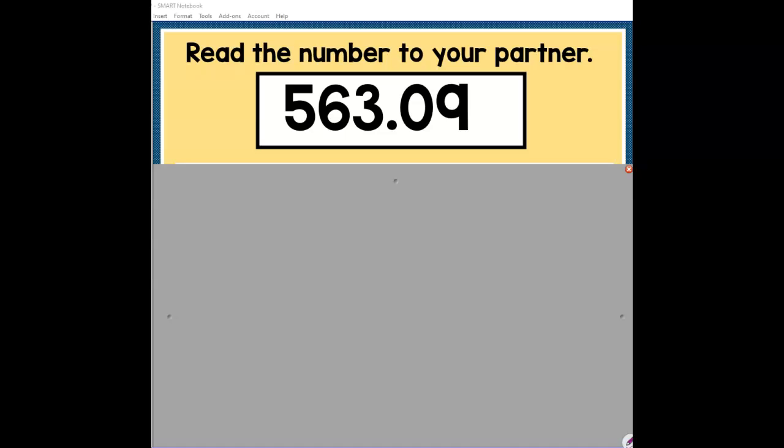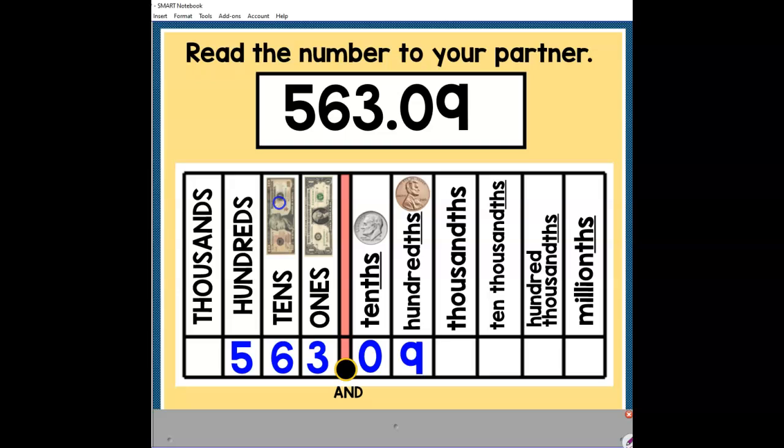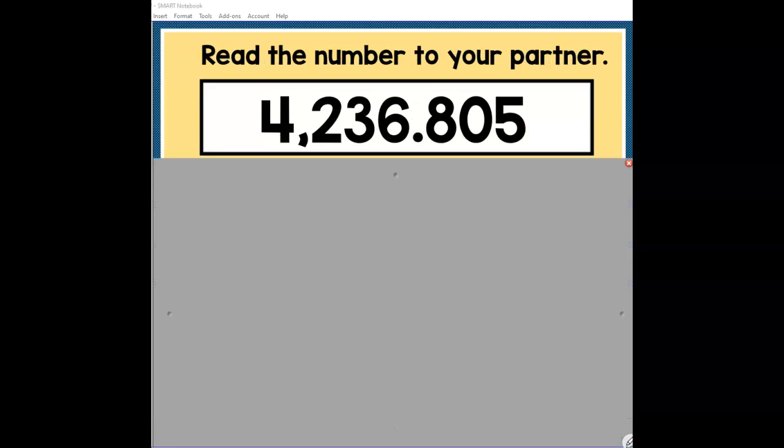How I'd say this number is 563 and, if I look down at my chart, 9. The 9 is in the hundredths place, so I'd say 9 hundredths. So 563 and 9 hundredths. Okay, go ahead. Try to read this one. Again, find your decimal point. Chunk it into pieces.